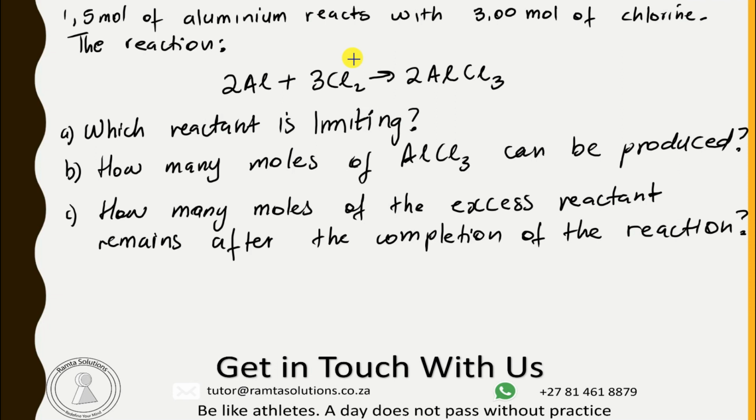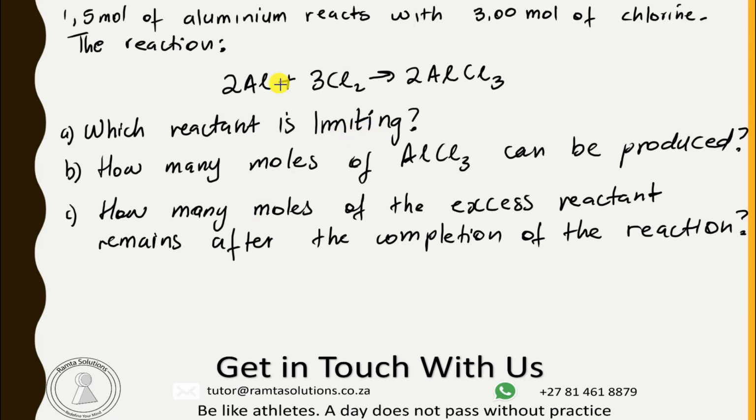Today we are looking at an example that says 1.5 moles of aluminium reacts with 3.00 moles of chlorine. The reaction is 2 aluminiums plus 3 chlorine gas gives us 2 aluminum chloride molecules. Okay, now the first question says which reactant is limiting?